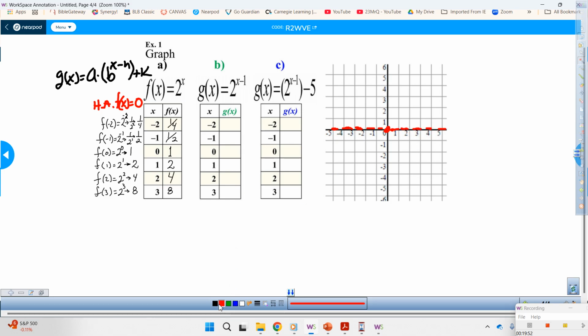There it is. And now let's plot our points. Negative 2, 1/4. Negative 1, 1/2. 0, 1. 1, 2. 2, 4. 3, 8.